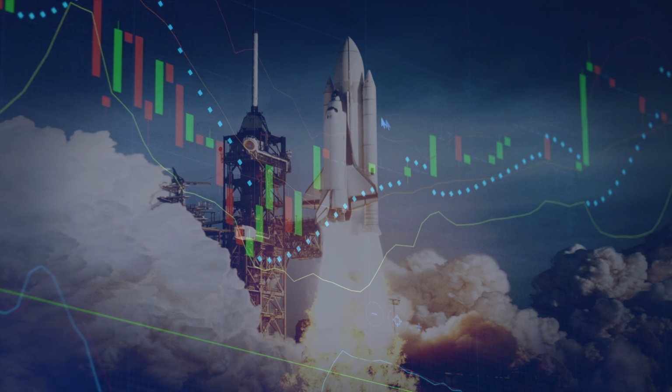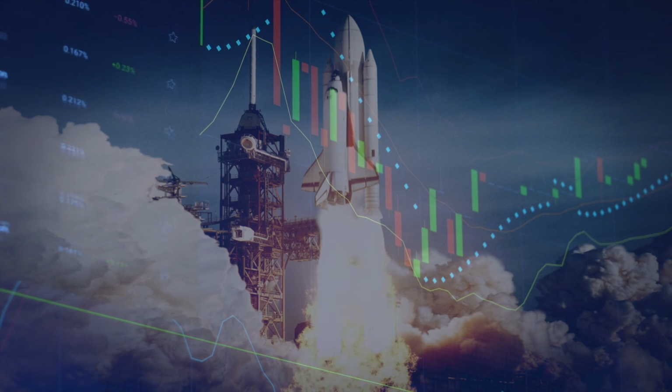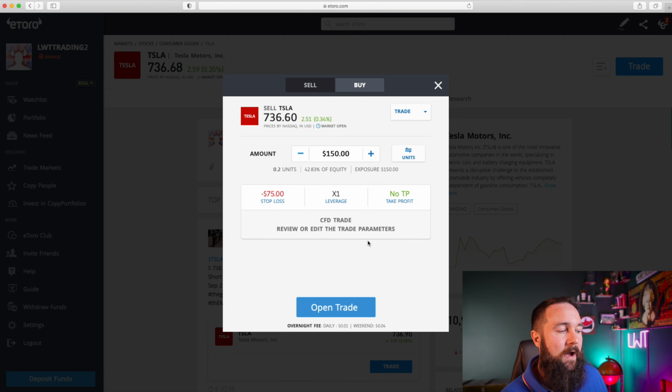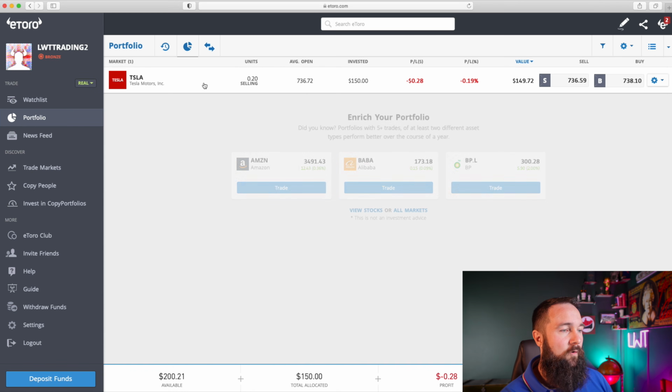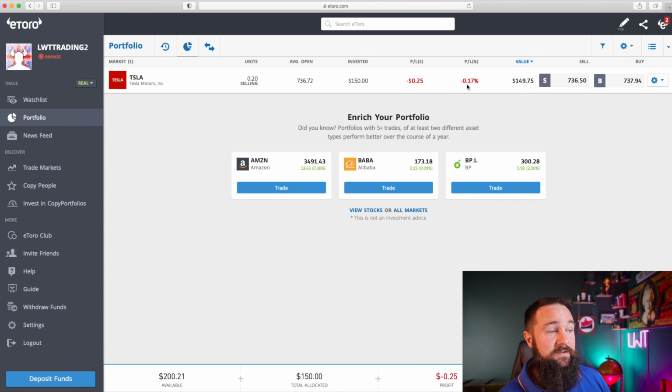But on the way down, you can only make a certain percentage, which is where it gets complicated because let's go ahead and place this trade. So I'm going to click open trade. I've just shorted Tesla. If we go into our portfolio, we can see that I'm already, because of these fees, down 25 cents or 0.17%.